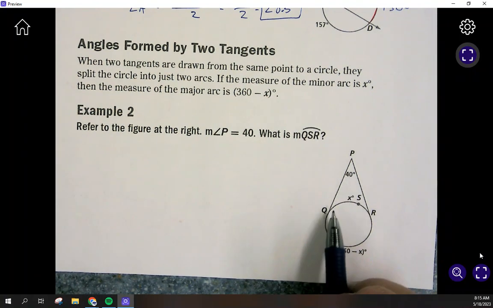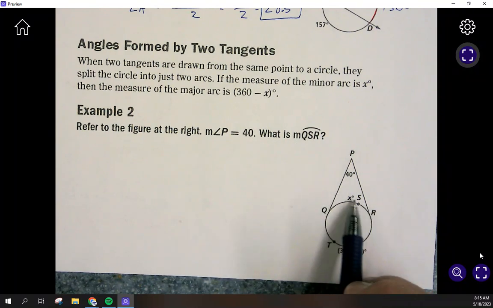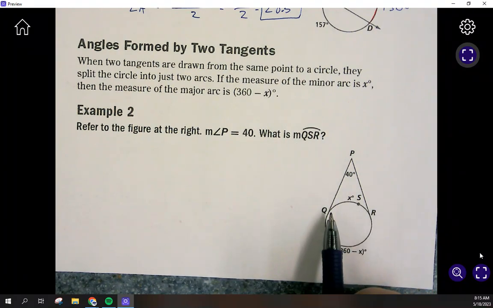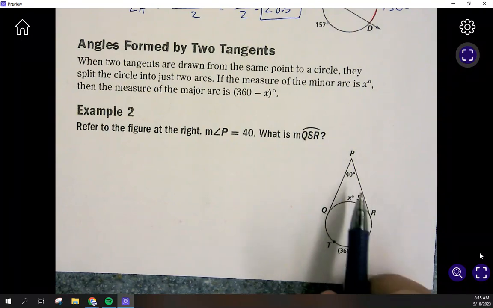Just given the 40 degrees, we're going to call this x. That's what we're looking for. They want you to find QSR. We're going to call that x. And we know the rest of the circle would be 360 minus whatever this is. So I can call this 360 minus x. I have enough information to actually find out these arcs now.